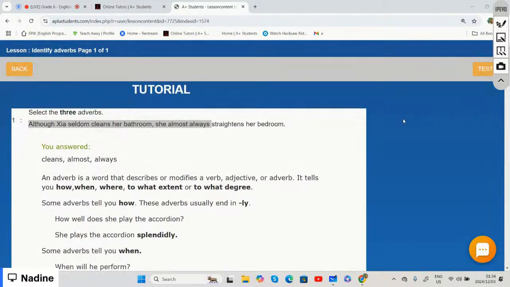Remember, adverbs are words that either tell us about the verb, tell us about the adjective, or tell us about another adverb. And we can identify adverbs by how they tell us either how something is being done, and it ends with an -ly, when, where, to what extent, or to what degree.